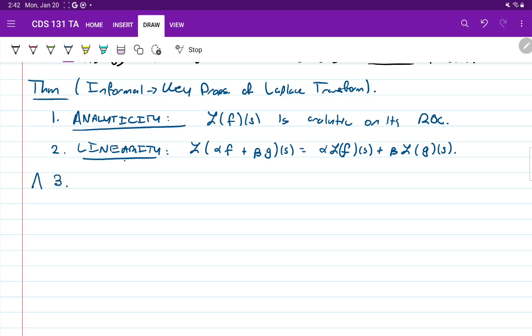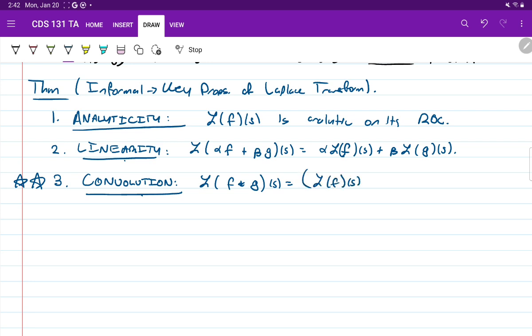And finally, this is the really important one, right? Remember, one of our original goals was to say these transforms should simplify convolution, right? Because convolution is really what we care about for I/O analysis. So our third property, convolution. And what this says is that L of f convolved with g evaluated at s is actually equal to the product of the transforms, right? So L of f of s multiplied by L of g of s, okay?